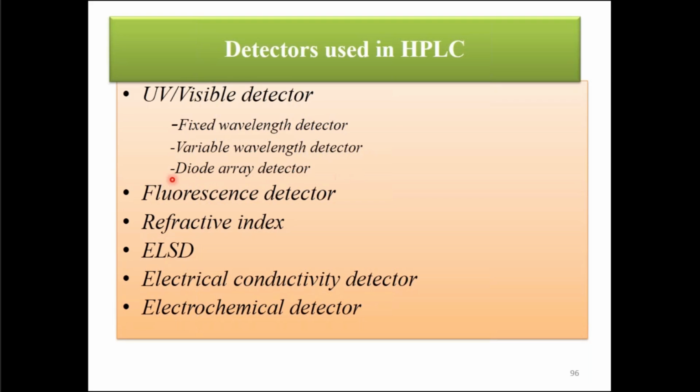Diode array detector is a series of these UV detectors, a series of them. Each one will be operating at a different wavelength. So what is the difference between these two? In this case, in a given instant, the sample will be subjected to analysis at different wavelengths. But in this, the sample will be subjected to analysis at a given wavelength only, and if you want to measure it at a different wavelength, you will have to change the wavelength and inject the sample again.